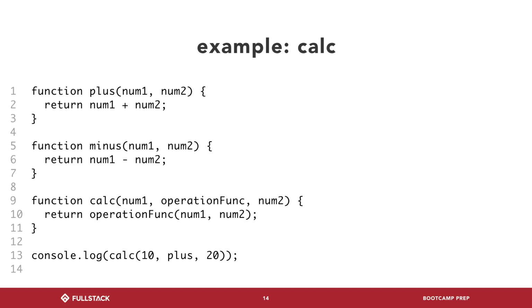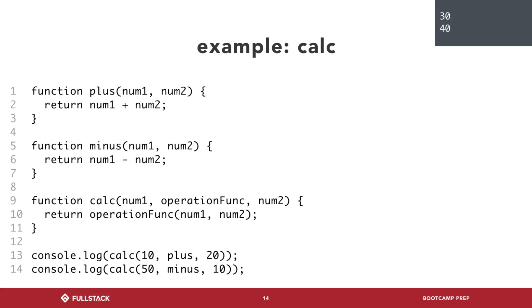And so every single person needs to be responsible for returning or handing in the work. So on line 13 there, if we look at the console log, what we're doing is we're calling calc, passing in 10 as num1, plus becomes the operation function, and then 20 becomes num2. And then on line 14, we do the same thing, except now we're using the minus operation. In all cases now, we have 30 and 40.